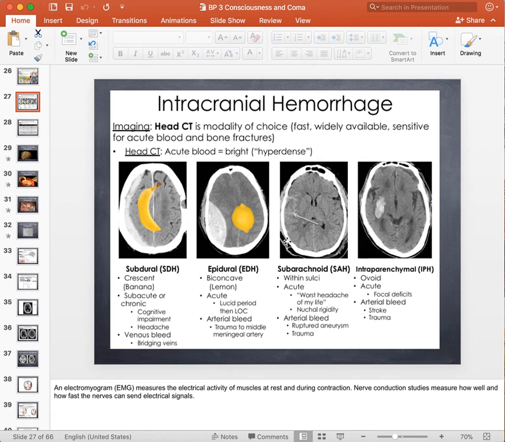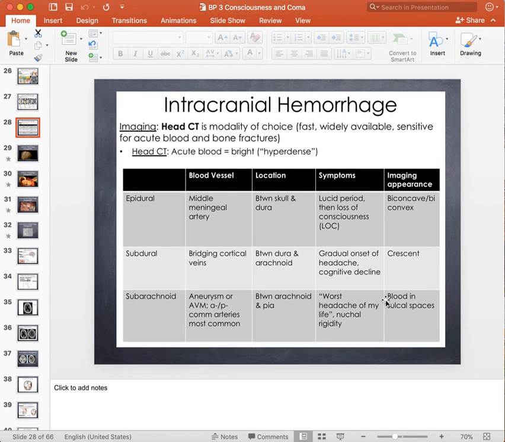The subarachnoid, again, is blood filling up the sulci as it fills the space between the arachnoid and the pia that's hugging the brain. And then an intraparenchymal bleed is your hemorrhagic stroke, so usually a big blob of blood somewhere inside the parenchyma itself. And this is just a summary of the differences between all of those.